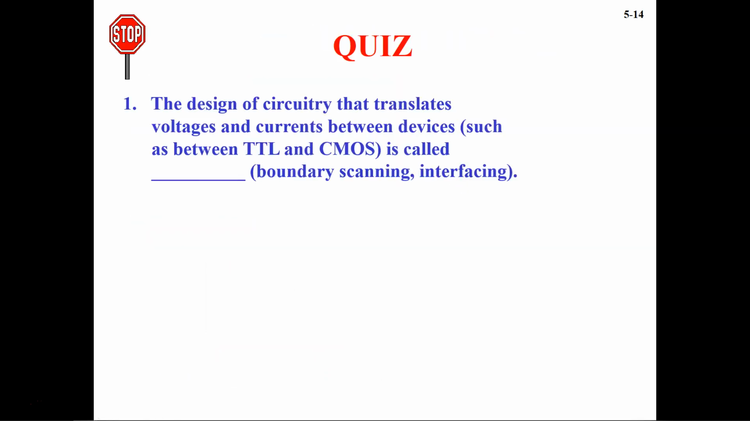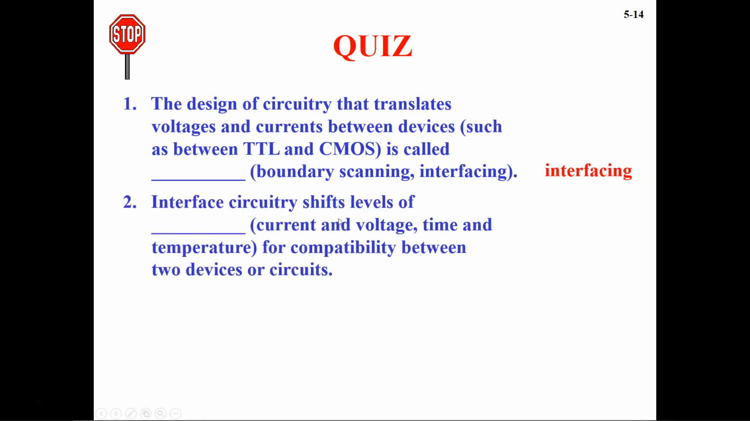So this is a quiz. It says: the design of circuitry that translates voltages and currents between devices, such as between TTL and CMOS, is called boundary scanning or interfacing. So definitely this is interfacing.